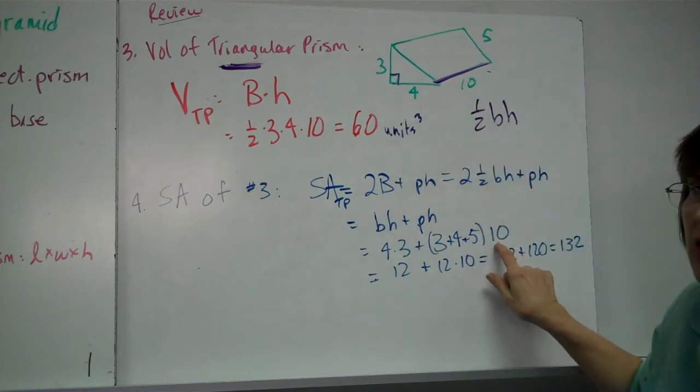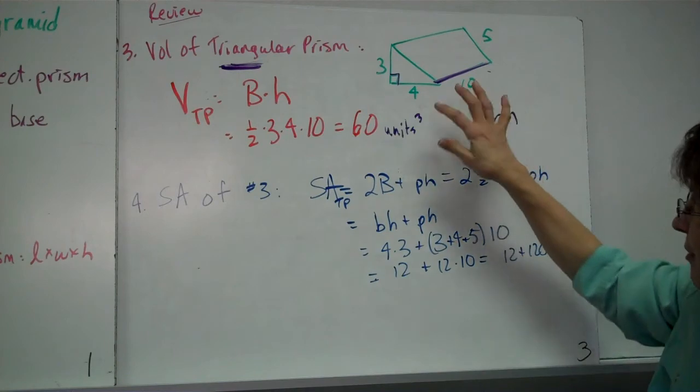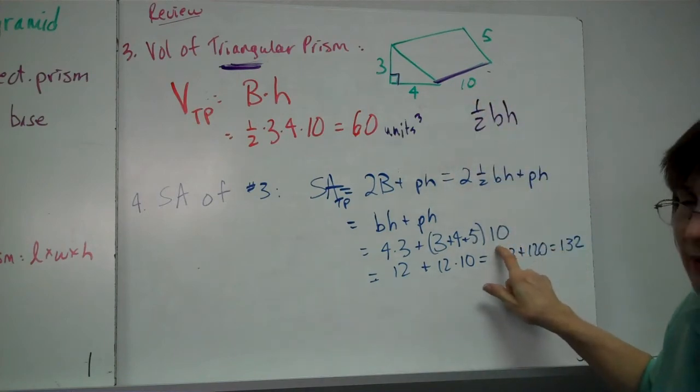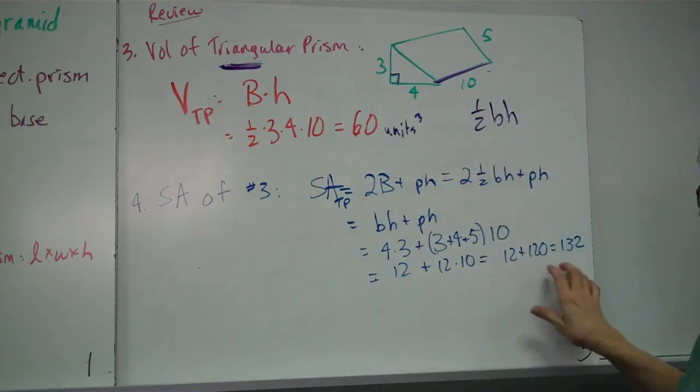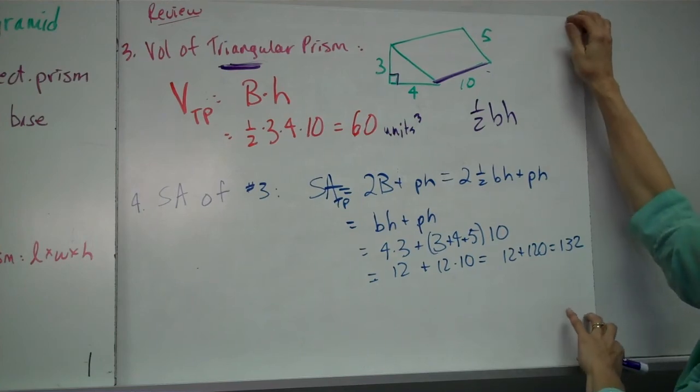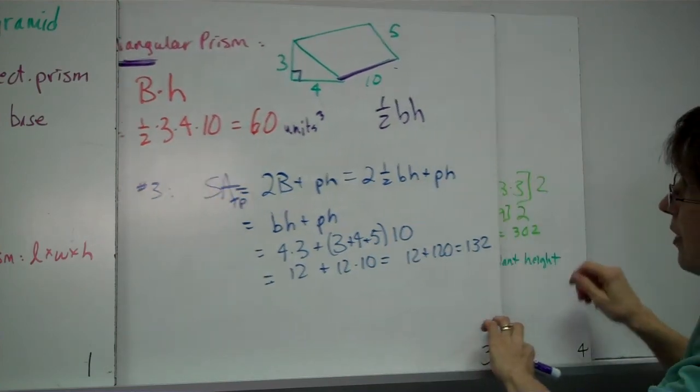Usually that number is a number you haven't used yet. By the time you get to some number I haven't used, that's probably going to be the height. Kind of a little hint for you. You work it all out, you should get 132. Again, units this time would be units squared.